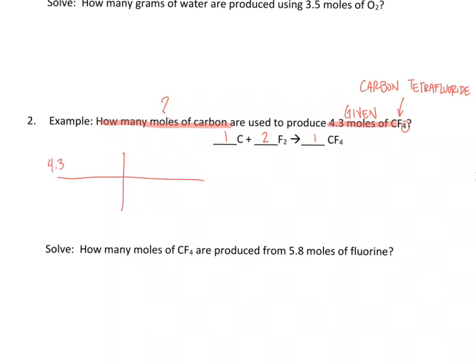So 4.3 moles of CF4, and then I bring down my unit, moles of CF4, and I want to convert from moles of CF4 to moles of carbon. So I can go from moles of one thing to moles of something different because of the mole ratio. So I can go from moles of CF4 to moles of carbon because this is my mole ratio conversion. Okay, so now I look at my equation. My moles of carbon, I've got 1. My moles of CF4, I've got 1. So my mole ratio is simply 1 to 1.